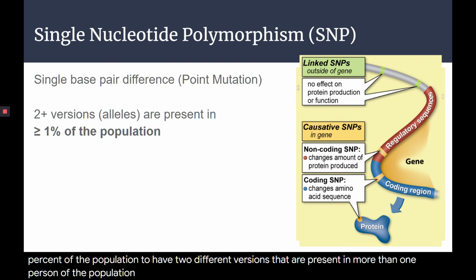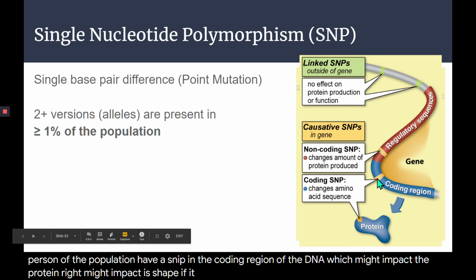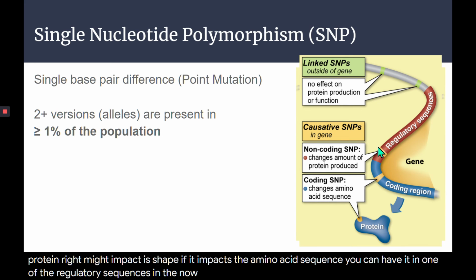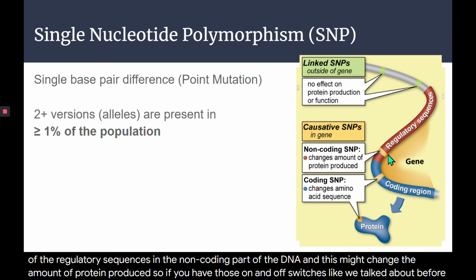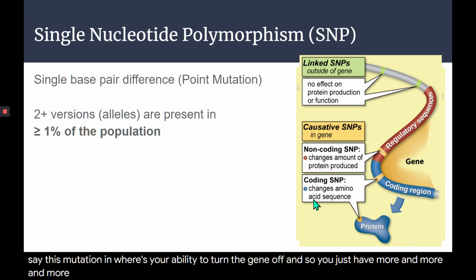So you can have a SNP in the coding region of the DNA, which might impact the protein, right? It might impact the shape if it impacts the amino acid sequence. You can have it in one of the regulatory sequences in the non-coding part of the DNA, and this might change the amount of protein produced. So if you have those on and off switches, like we talked about before, say this mutation impairs your ability to turn the gene off, and so you just have more and more and more expression, then you're going to have a lot more protein produced.